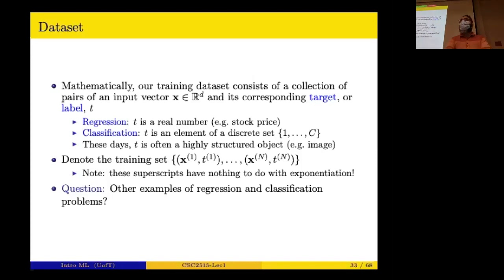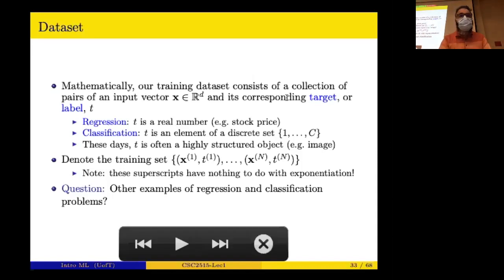I think many of you are from different areas of computer science, or sometimes not even computer science. I think we have people from psychology, mechanical engineering, and others. So what are examples of regression and classification problems that you have seen in your domain, or can think of in your domain? Let me see if there are any.